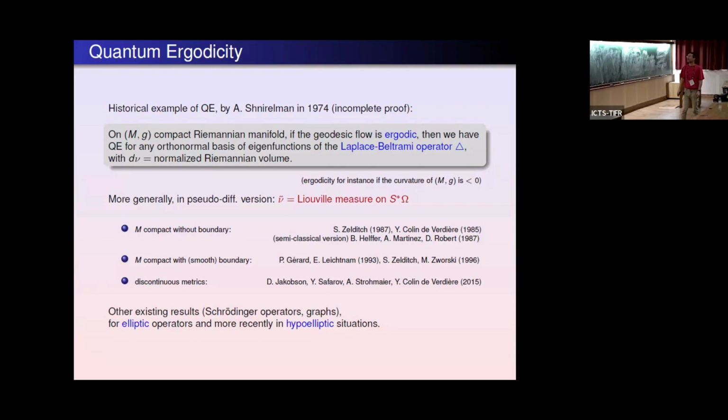The result says, so let's go back a bit to geometry. The result says that if you are on a compact Riemannian manifold with a metric g, look now at the geodesic flow, look at all geodesics, and assume that the geodesic flow is ergodic, that is chaotic, right? Almost every geodesic fills up almost all the space. This is ergodicity.